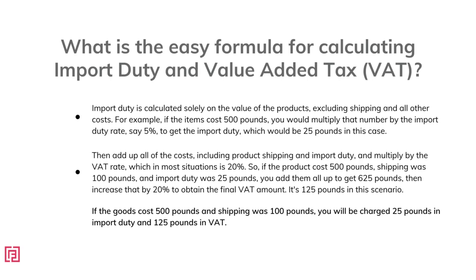So, if the product cost £500, shipping was £100, and import duty was £25, you add them all up to get £625. Then increase that by 20% to obtain the final VAT amount. It's £125 in this scenario. If the goods cost £500 and shipping was £100, you will be charged £25 in import duty and £125 in VAT.